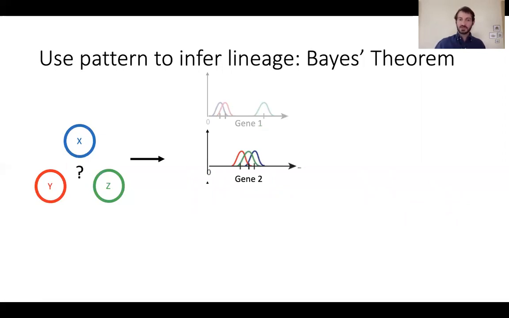Similarly, for the second gene, these three distributions all seem to fall on top of each other, so that doesn't give me any information. It's not a clear minimum pattern.